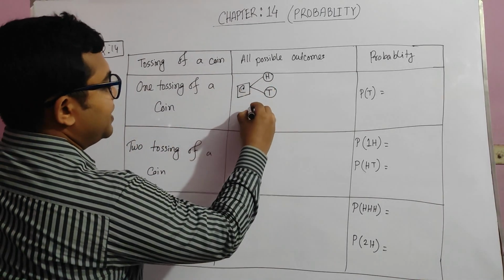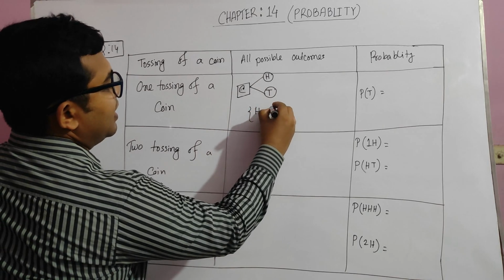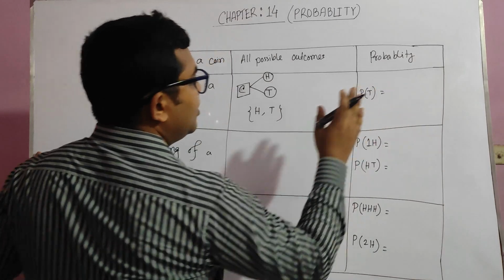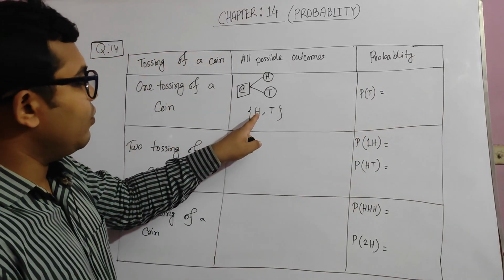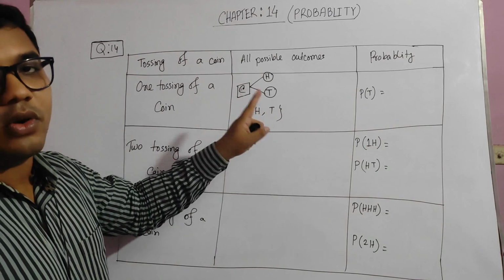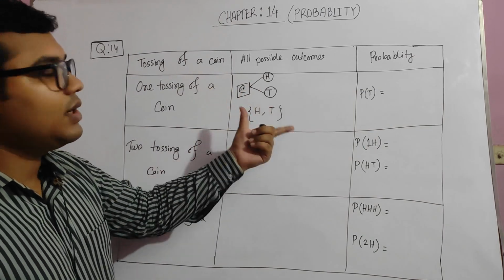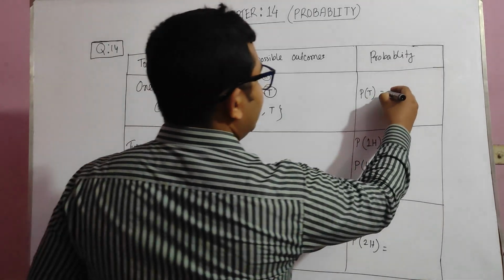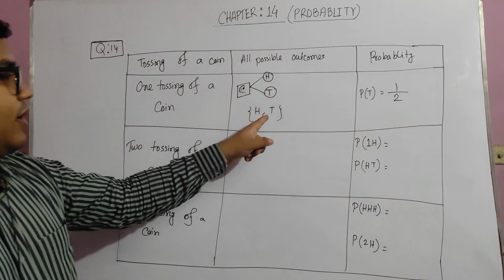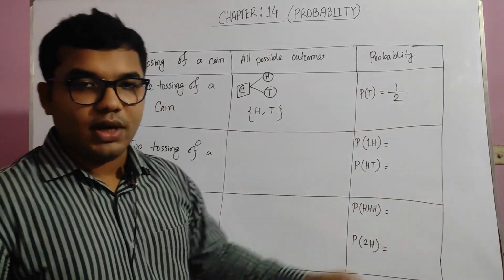So our sample space will be head and tail, and our probability of T, so here is given 1 head and 1 tail. So how many T is here? Only 1. And how many total events is here? Here is actually 2 events. So our answer will be half, our favorable event divided by our total events.